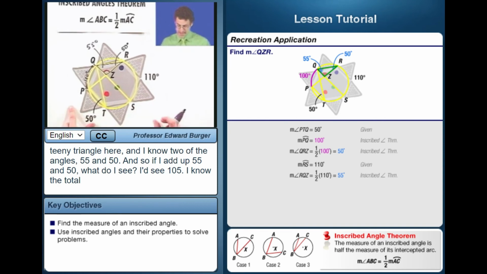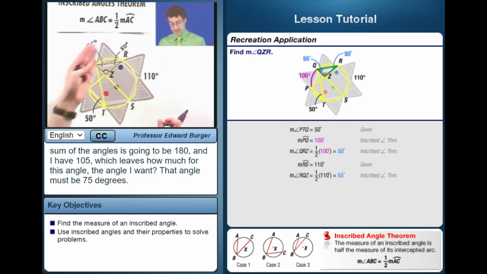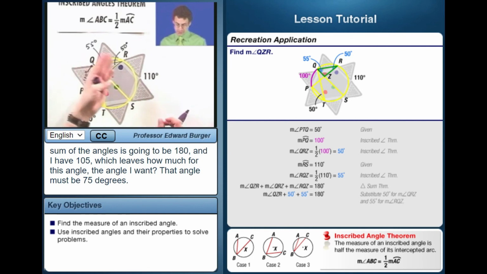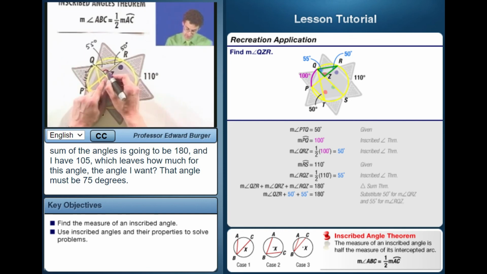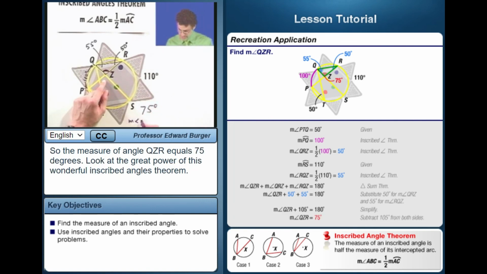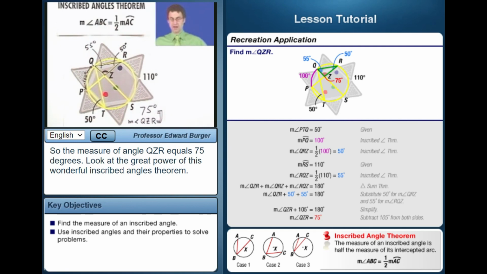50. If I add up 55 and 50, I see 105. I know the total sum of the angles is going to be 180, and I have 105, which leaves how much for the angle I want? That angle must be 75 degrees. And so the measure of angle QZR equals 75 degrees. Look at the great power of this wonderful inscribed angles theorem.